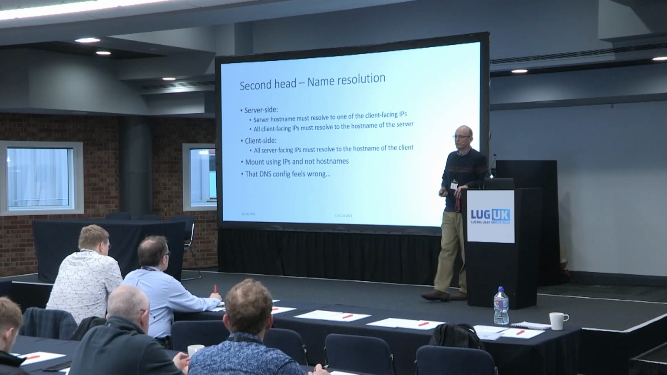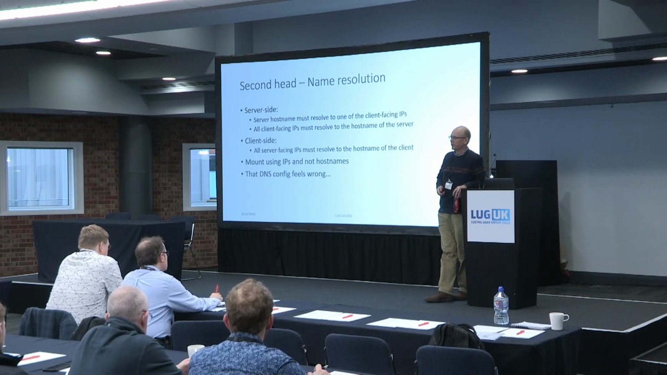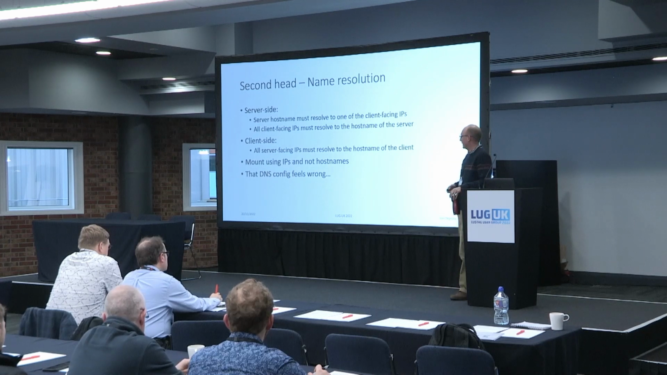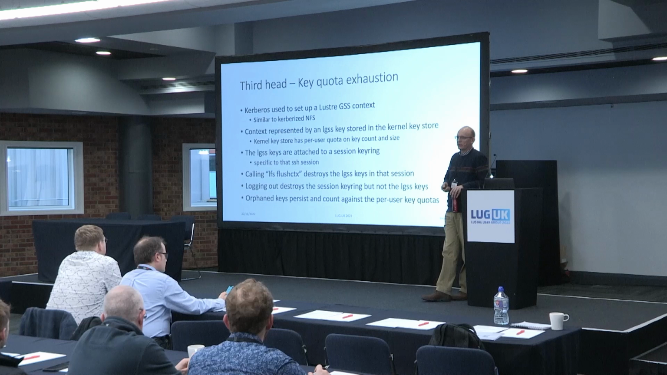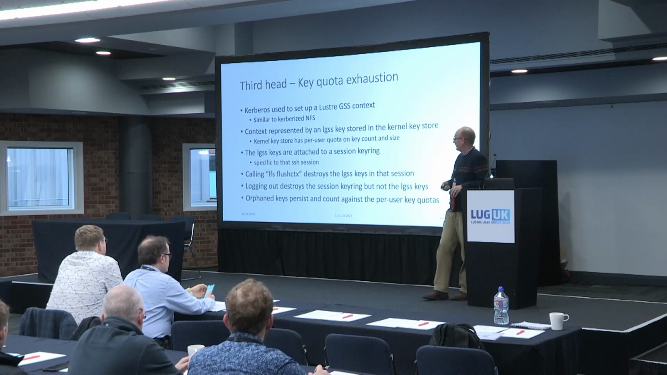To me, that DNS config feels a bit dirty. I don't like starting off with an IP address, resolving a host name, using the host name to resolve an IP address, and not getting the answer I started with. But there's plenty of that out there in the big wide world, so I'll just have to get over that one. The third head is the one that had me stumped for ages. Key quota exhaustion, which I'd never heard of. I didn't even know there was such a thing.